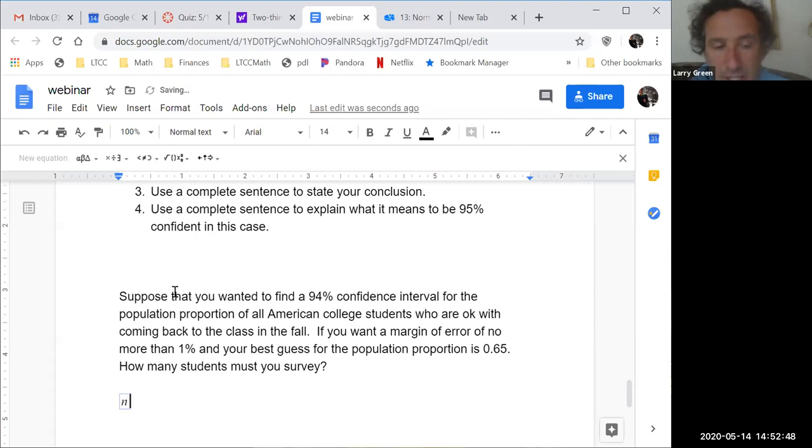And here's the equation. N, the sample size, is equal to P times Q times Z over E, squared. Let's make that big and red. Oh, wait. I said I didn't want to do Q, and I don't want to. 1 minus P. I actually have a reason for it.